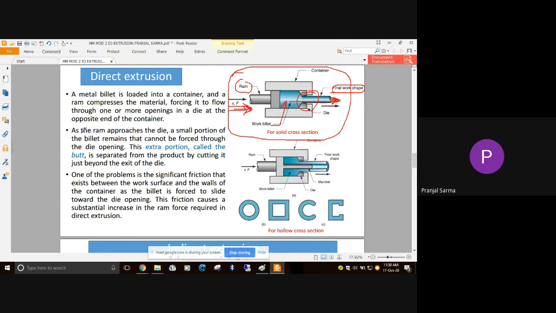Now in this particular case, as the ram approaches the die, a small portion of the billet remains which cannot be forced through the die opening. Suppose the ram comes like this, sometimes the portion of the metal will be here, this way it will come out, similarly sometimes it will be here, but towards the end, there will be a portion remaining.